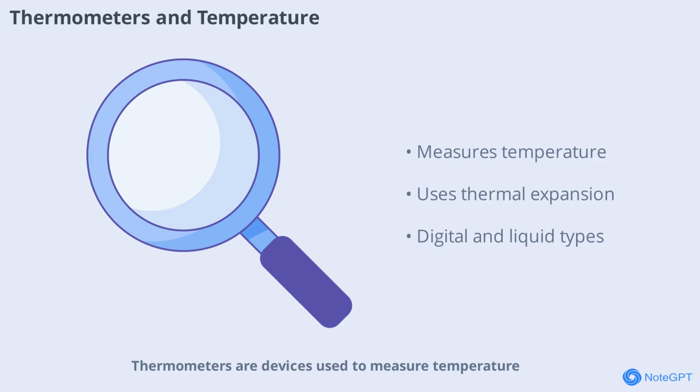Thermometers are devices used to measure temperature. They work on the principle of thermal expansion, where a liquid like mercury or alcohol expands with heat. Digital thermometers use electronic sensors for quick and accurate readings. Knowing how to use and read thermometers is essential in science and medicine.